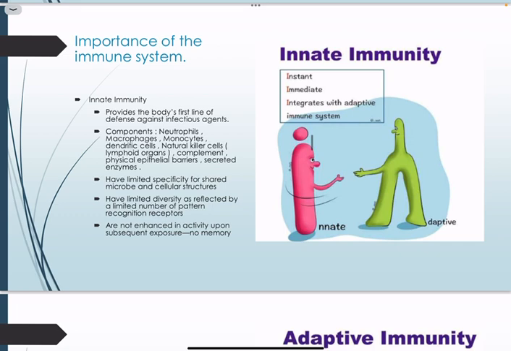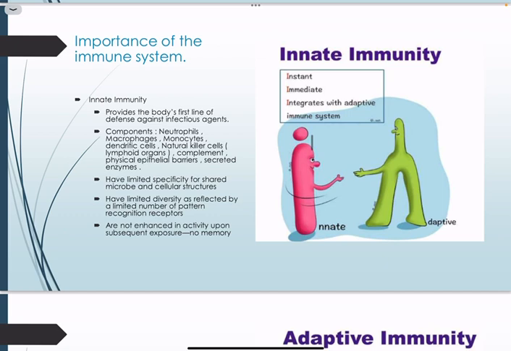This limited specificity and diversity is reflected by what we call a limited number of pattern recognition receptors. The receptors on their surface don't recognize specific patterns. They don't need a specific pattern to recognize. They don't have a specific shape of receptor to attach to a specific shape of antigen. They just work the same for each and every foreign body or pathogen.